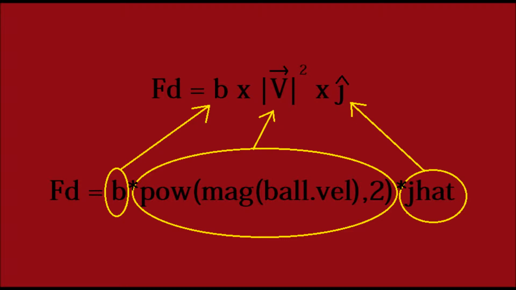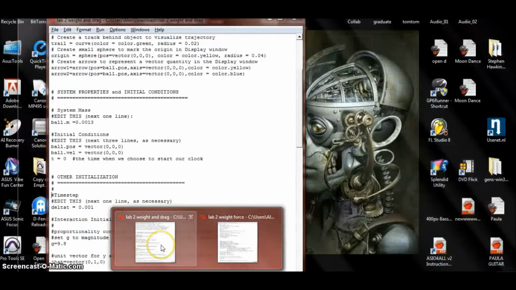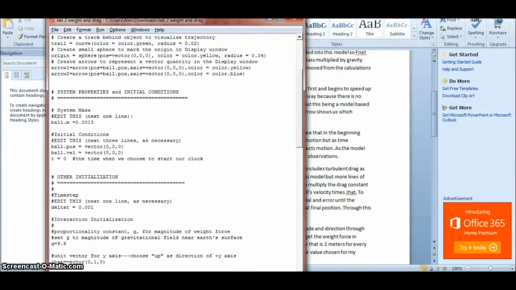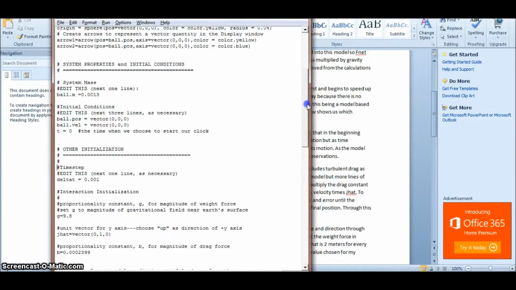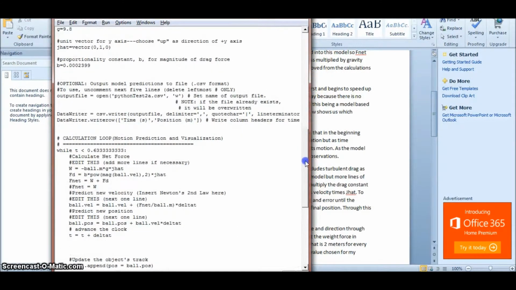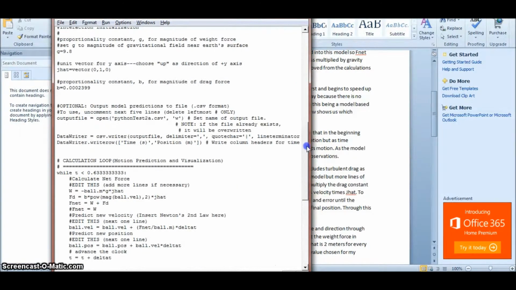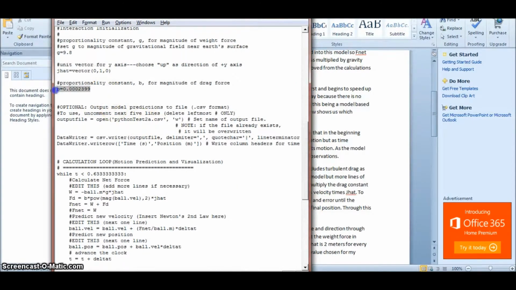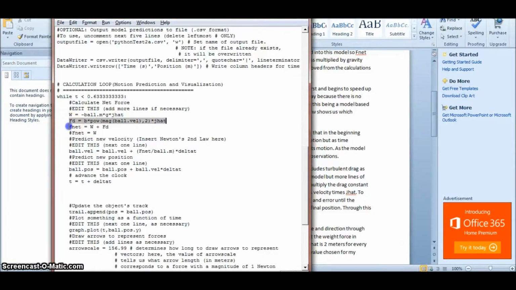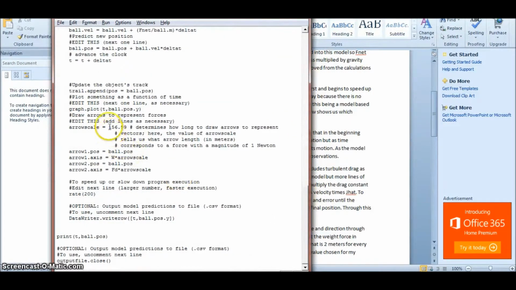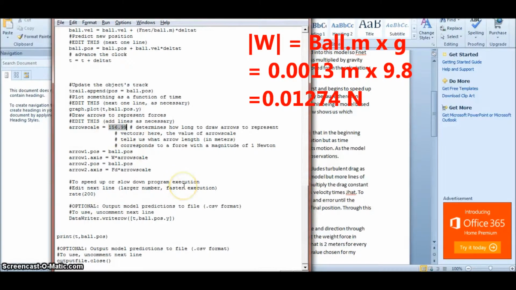To find out what a good estimate for the value of b is, I employed the use of trial and error until the model's prediction of the ball's final position was the same as the ball's actual final position. Through this process, I found that b is equal to 2.399 times 10 to the negative 4 Newton seconds per meter. In order to calculate the arrow scale to correctly display the magnitude and direction through the arrows, I multiplied the ball's mass by the Earth's gravitational constant to get the weight force in newtons.